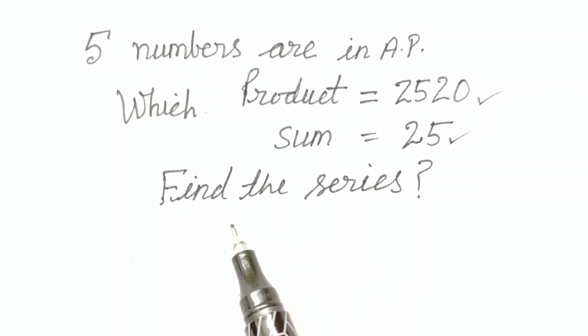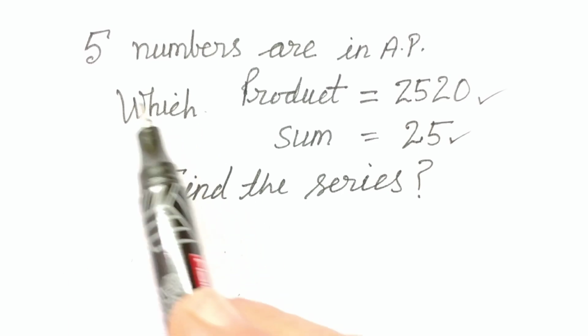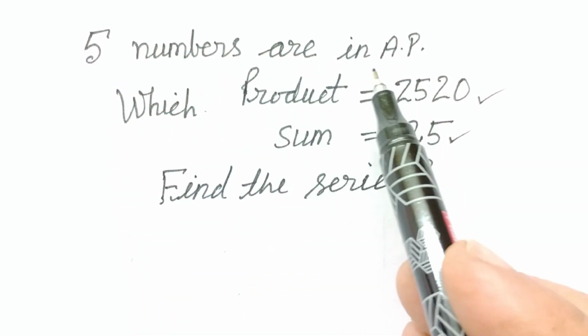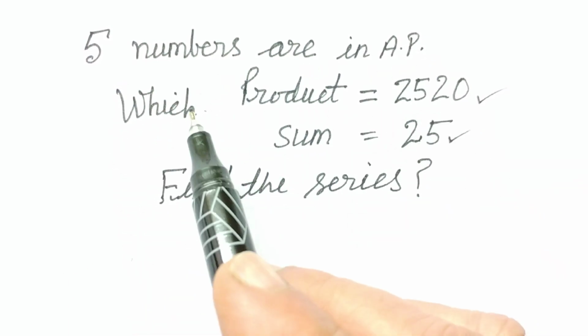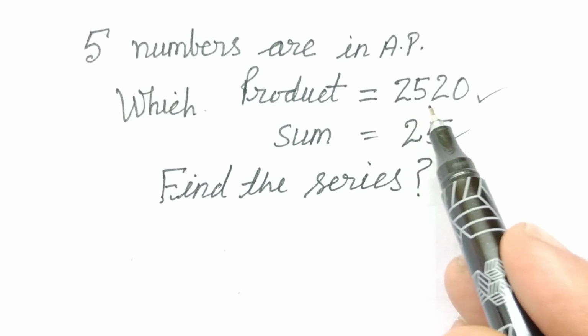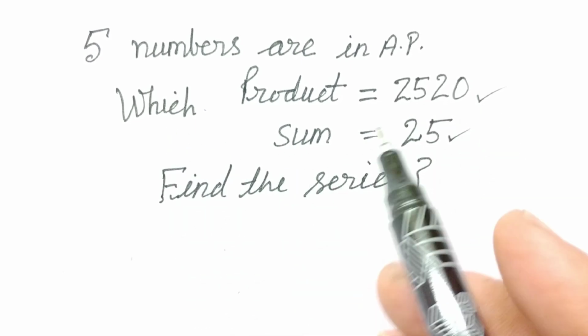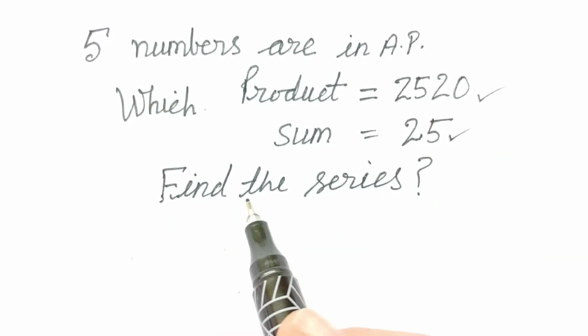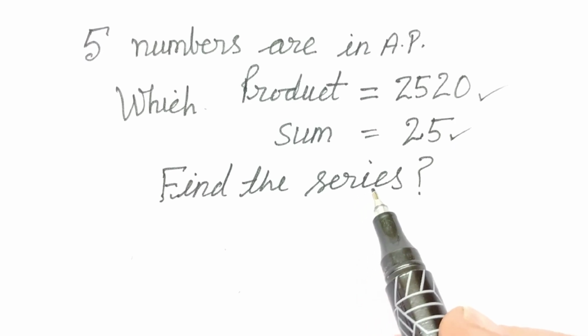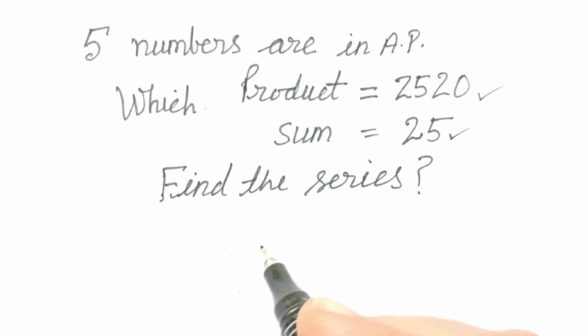Today we have a nice algebraic problem. 5 numbers are in arithmetic progression whose product is 2520 and sum is 25. So we have to find out that series, right? So let's start.